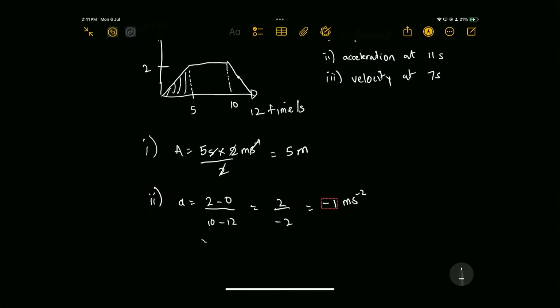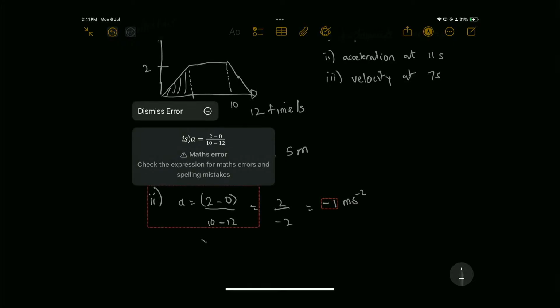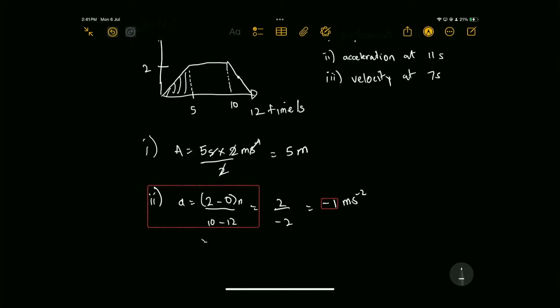squared. So we could write it with the units. This is velocity, and this is seconds. So this is how we get meters per second squared.